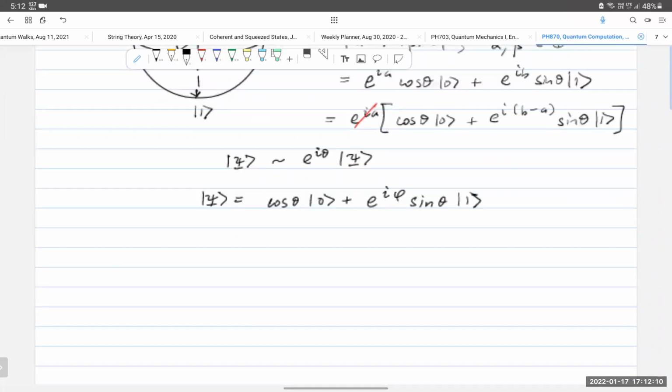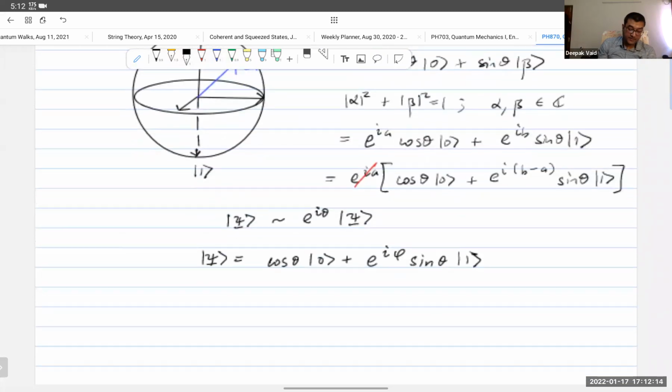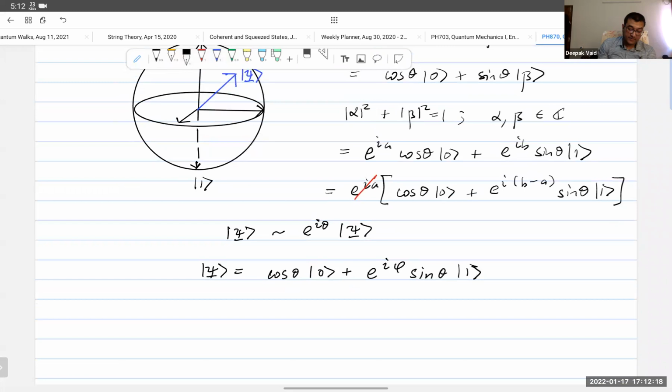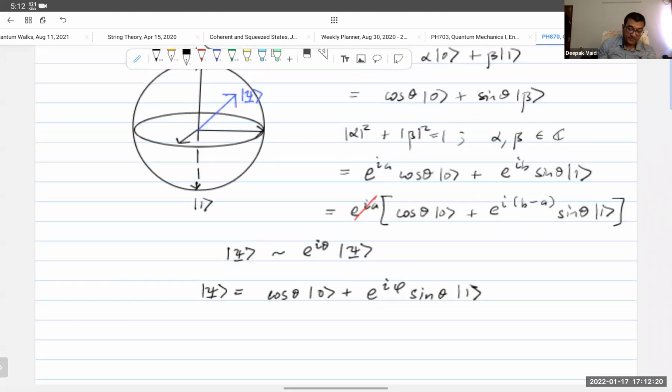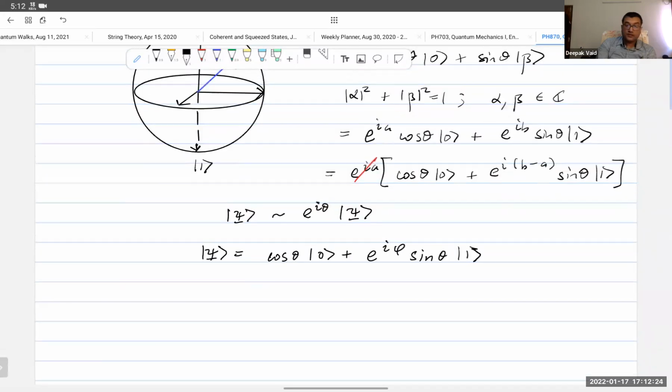Sir, why did you cancel e to the iA? The reason that this parameterization is not terribly useful is because, for instance, sorry, did somebody say something? Okay. Yes, sir. Why did you strike out e to the iA? Because, like I said, wave functions are only defined up to a phase.